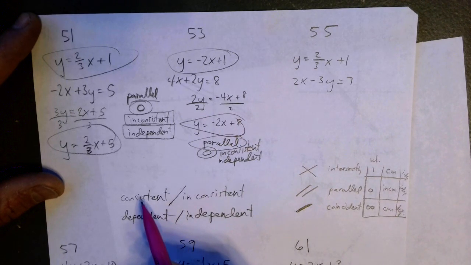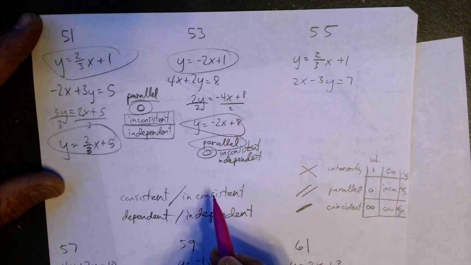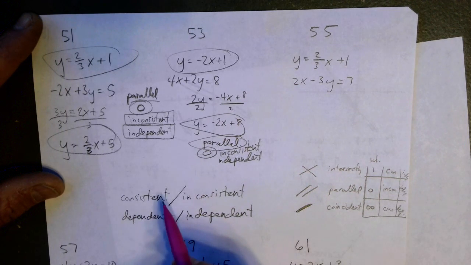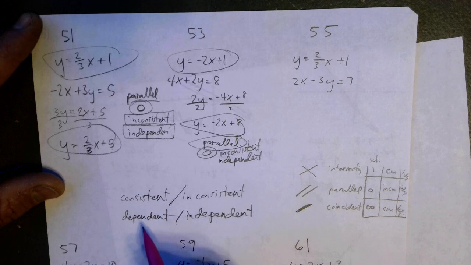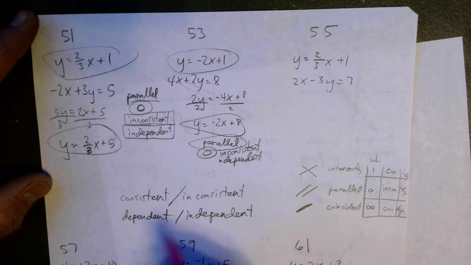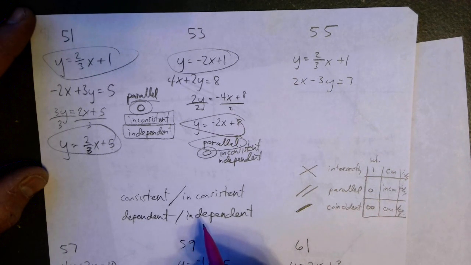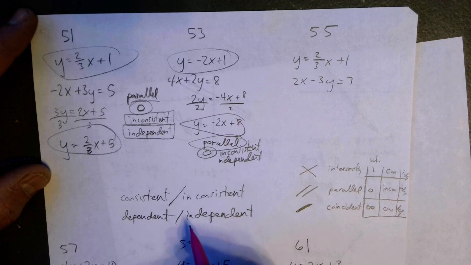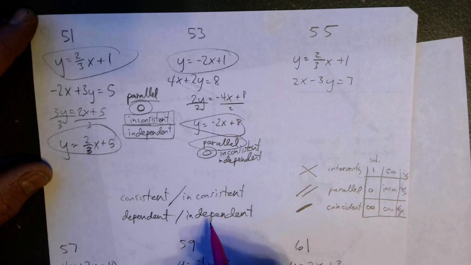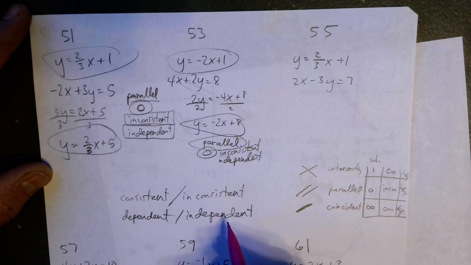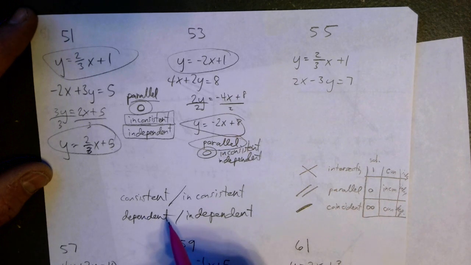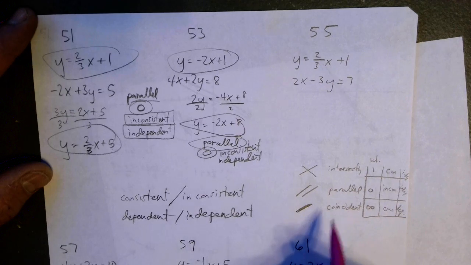Consistent means 2 lines are consistent if they cross at least one place. 2 lines are inconsistent if they never cross. So parallel lines are inconsistent. 2 lines are dependent if one of them has all the exact same answers as another one. 2 lines are independent if some of the answers, at least, are different than other answers, meaning that they don't affect each other. So parallel lines are independent. The only dependent lines are coincident lines.